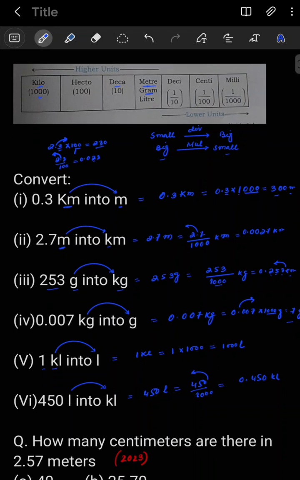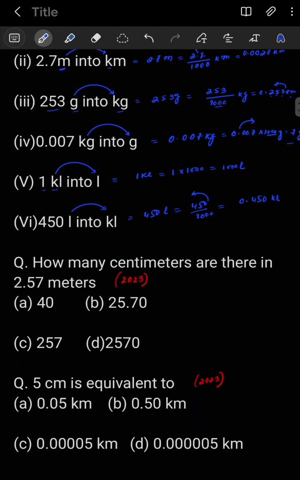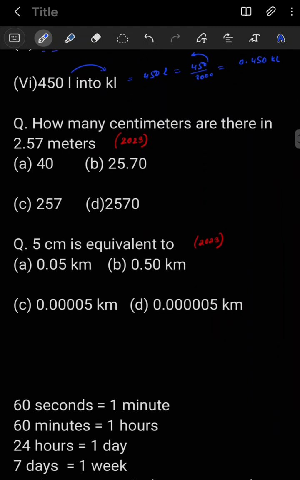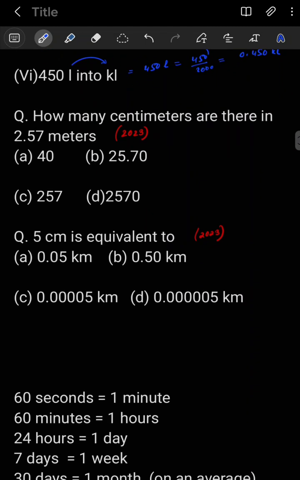Okay, now if you see in the 2023 MTET question paper, there are 2 questions. The first question is, how many centimeters are there in 2.57 meters.